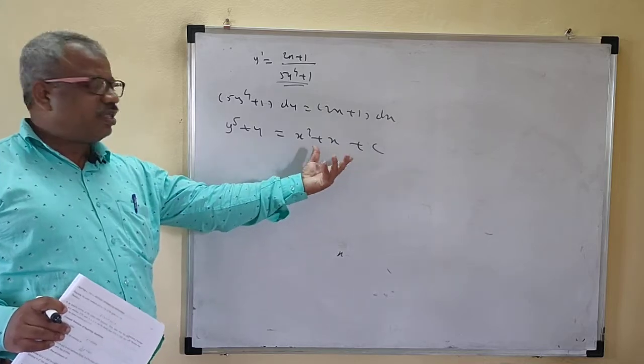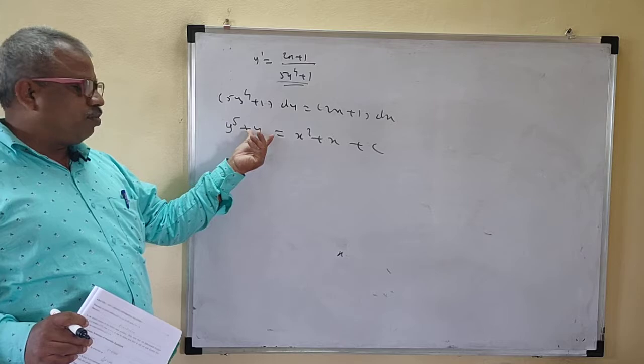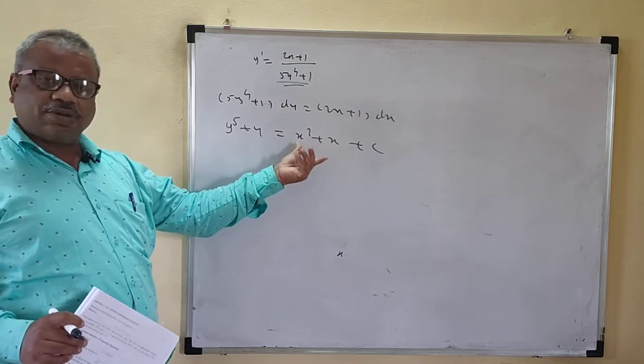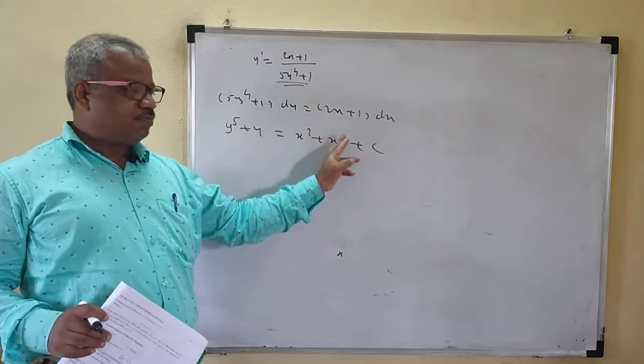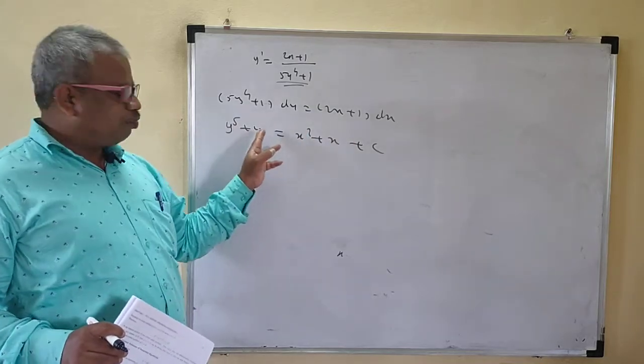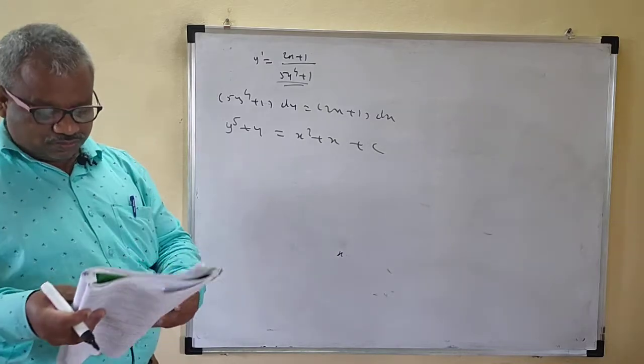That means just check where your c is there. So you should have this one, y raised to 4 plus y minus x square minus x minus c is equal to 0, something like this, or x square plus x plus minus y raised to 4 minus y plus c is there. So you have to choose the correct option from these.